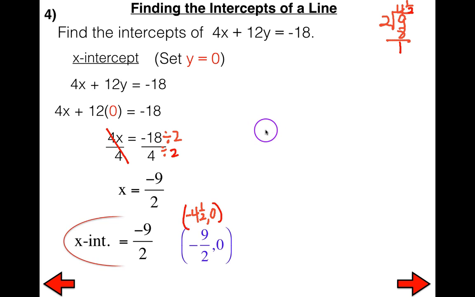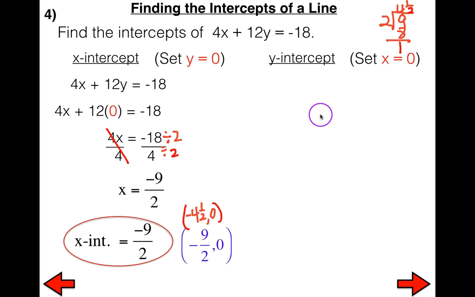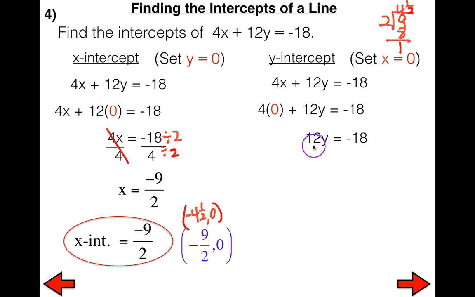Now, if I wanted to find the y-intercept, I'm going to go ahead and set x equal to 0. I'm going to substitute in a 0 for x, solve, and I'm going to divide both sides by 12, leaving me with y equals negative 3/2. So here, if you're wondering what I did, I divided by 6 to both the numerator and denominator, leaving me with negative 3/2. Again, don't let this overwhelm you.